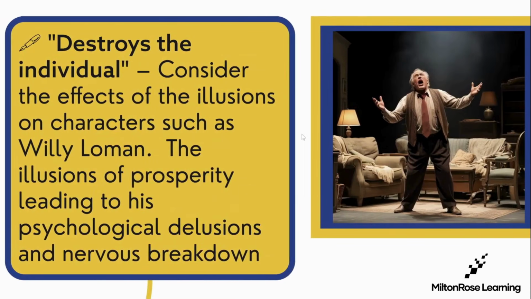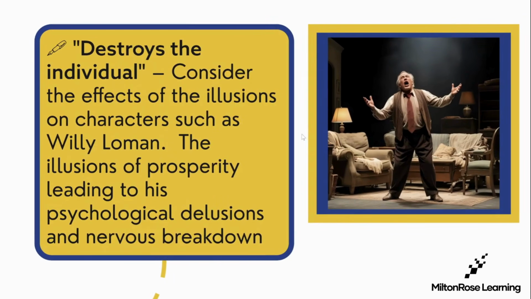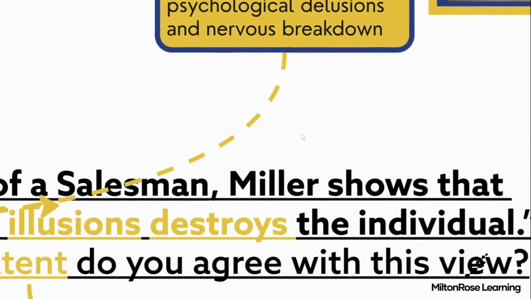Then, destroys the individual. Let's think about that. It's a very powerful phrase, isn't it? So consider the effects of the illusions on characters such as Willy Loman. It destroys his mental well-being, doesn't it? And destroys his life eventually. The illusions of prosperity lead to his psychological delusions and nervous breakdowns. So when it says destroys the individual, I think we understand how it destroys the individual by thinking that through. Very, very important that we do.